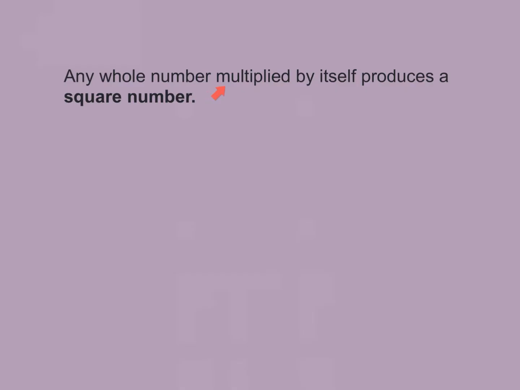Right, well, what is a square number? Any whole number multiplied by itself produces what is called a square number. An example of that is 5 multiplied by 5 would give you 25. And 5 multiplied by 5 is the same as 5 squared. And therefore 25 is a square number.